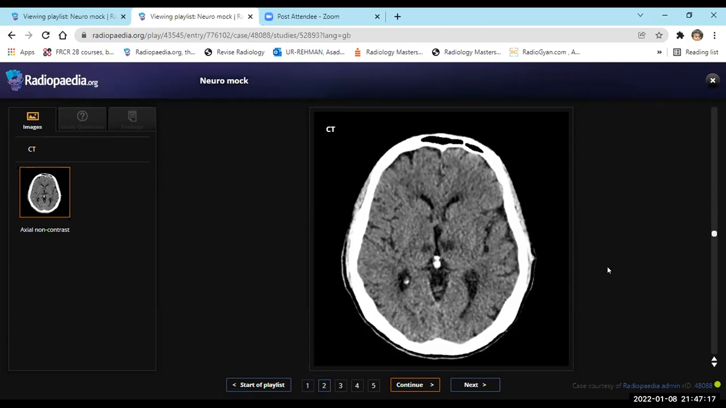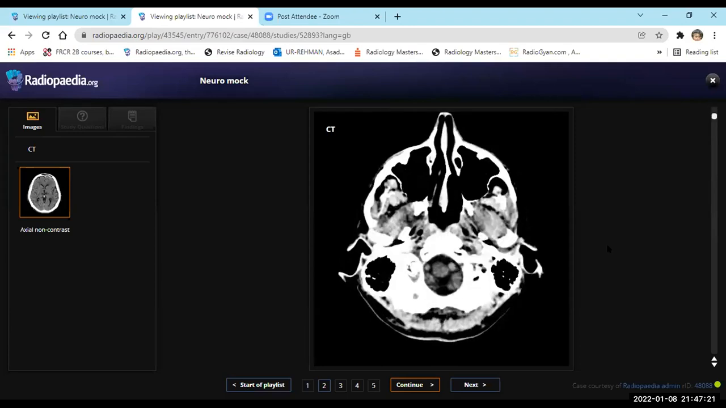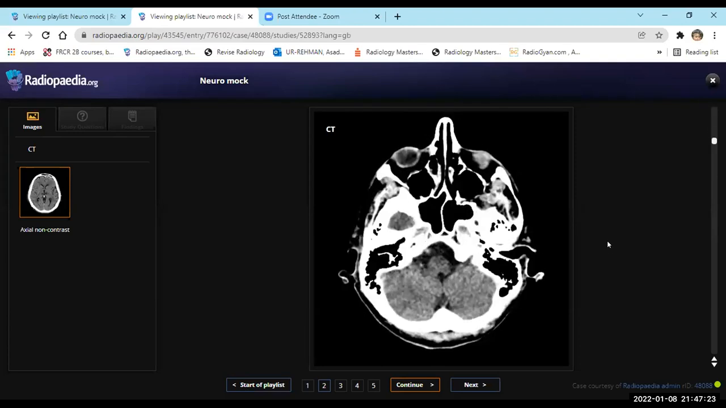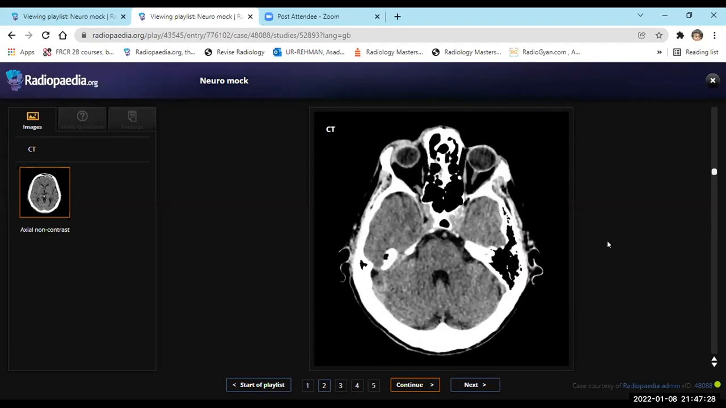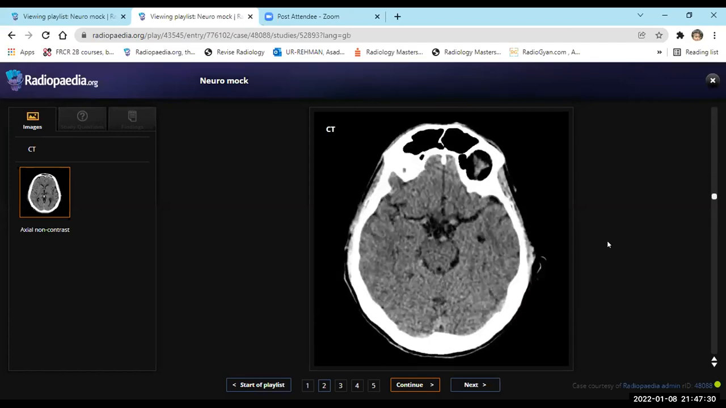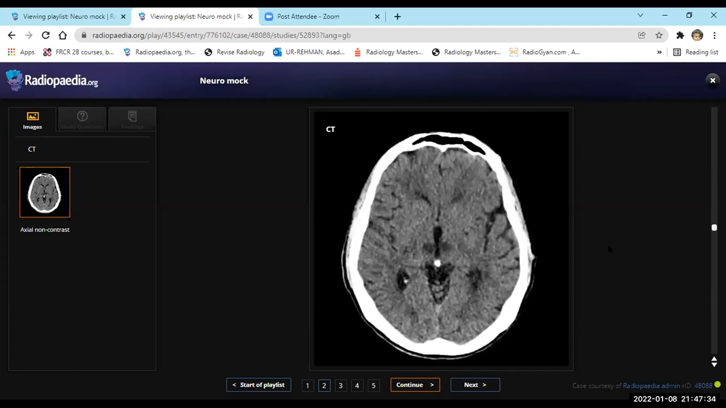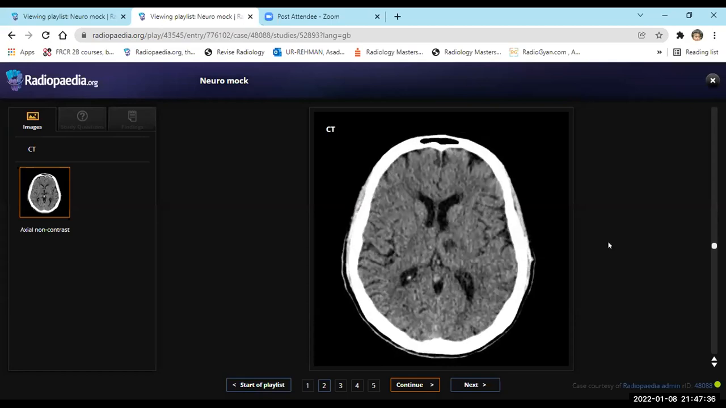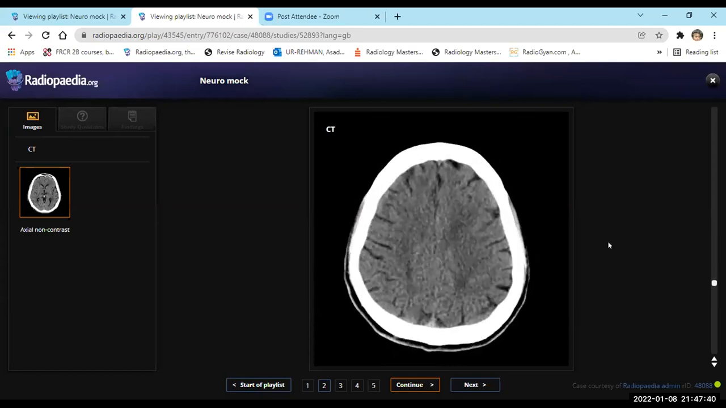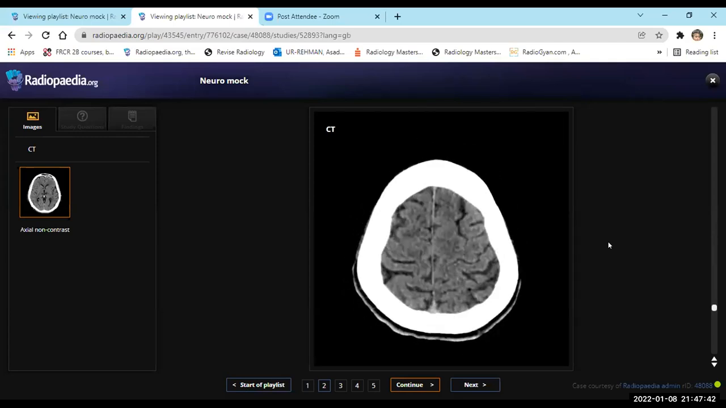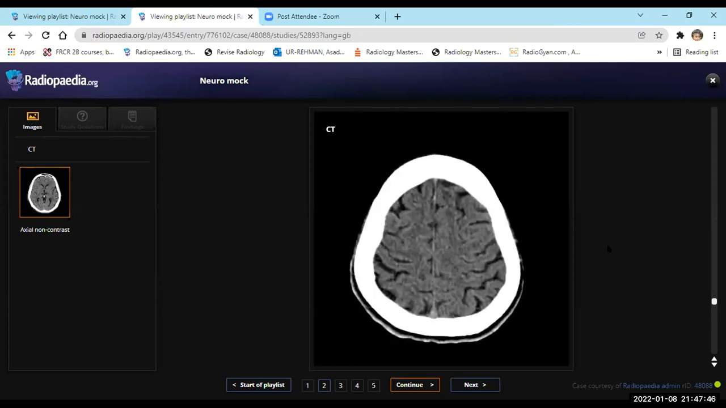So you want me to scroll the images for you? You are the one now scrolling. Okay, I will scroll it for you. No problem. You can just tell me where to stop. Okay. This is an axial brain. It shows an area of hypodensity affecting the left side thalamus.